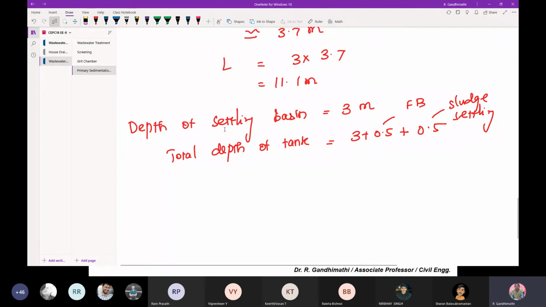But depth is not a criteria. Why is depth not a criteria here in the settling basin? We are just simply adopting it. We need to provide some depth, no? Otherwise the settling will not take place. But depth is not a criteria. Can you tell me why? Students?